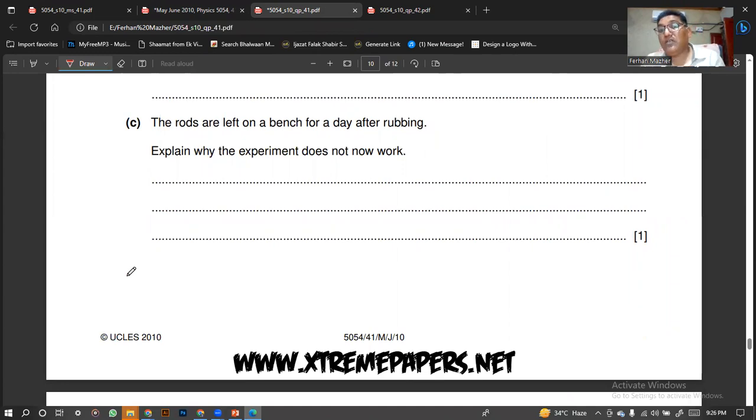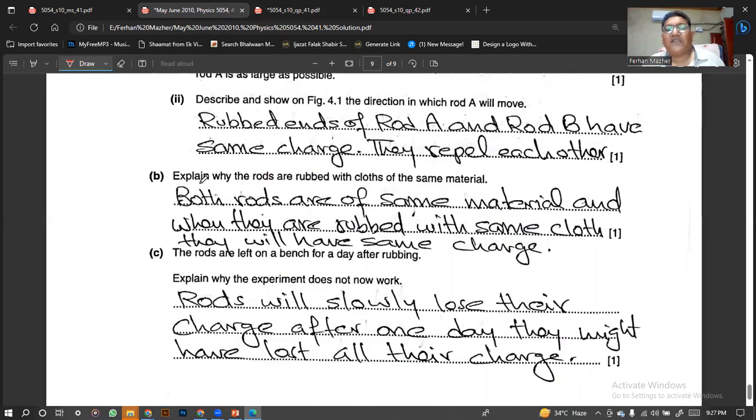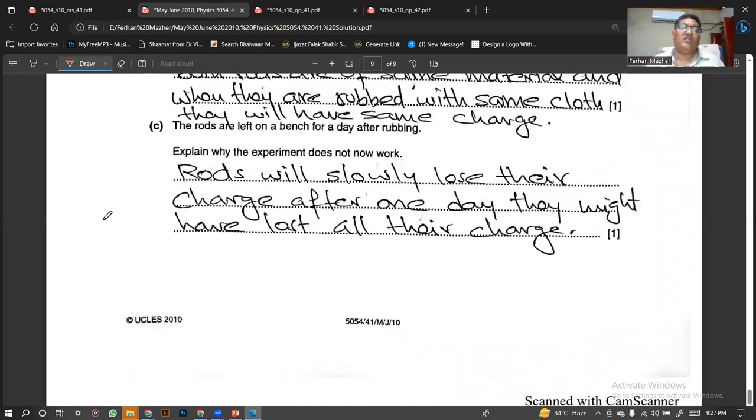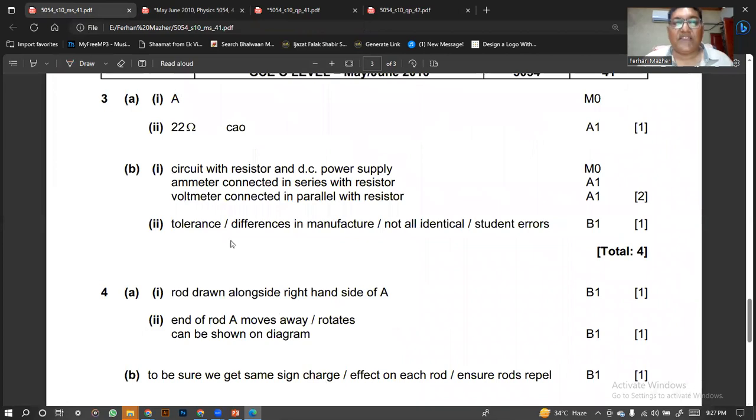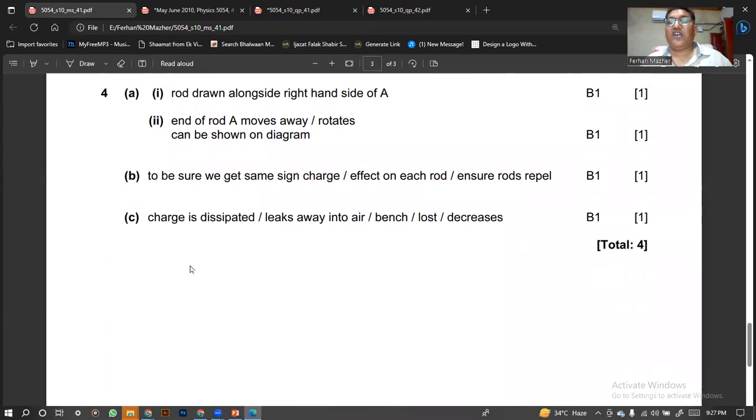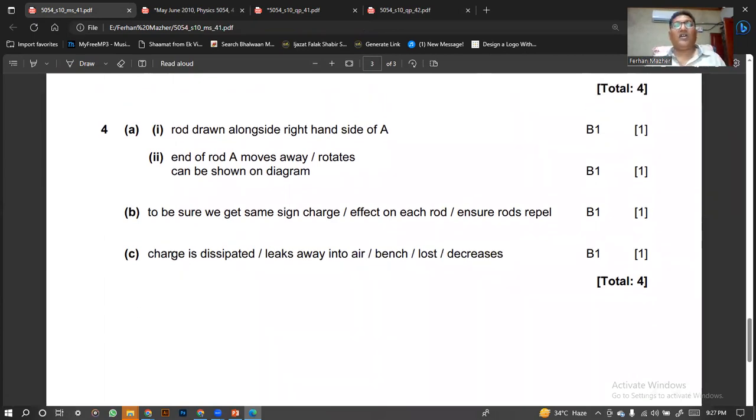The reason is, if you have a charged rod and you place it on the table and go away, because of the moisture in the air it will start losing its charge. And after one day, it might become neutral. Rods will slowly lose their charge after one day. They might have lost all their charge. So you cannot do that experiment with them. You have to rub them again with the cloth.